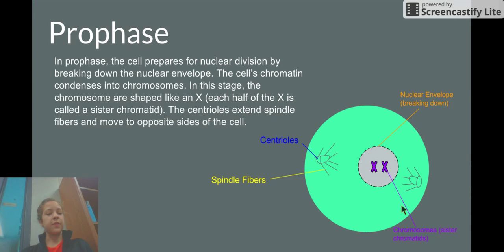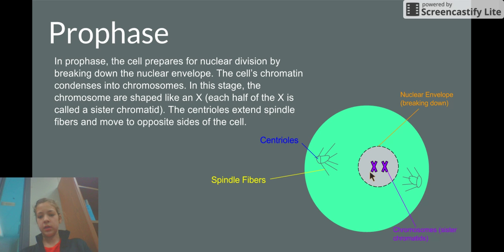Prophase. In prophase, the cell prepares for nuclear division by breaking down the nuclear envelope. The cell's chromatin condenses into chromosomes. In this stage, the chromosomes are shaped like an X. Each half of the X is called a sister chromatid. The centrioles extend spindle fibers and move to opposite ends of the cell.